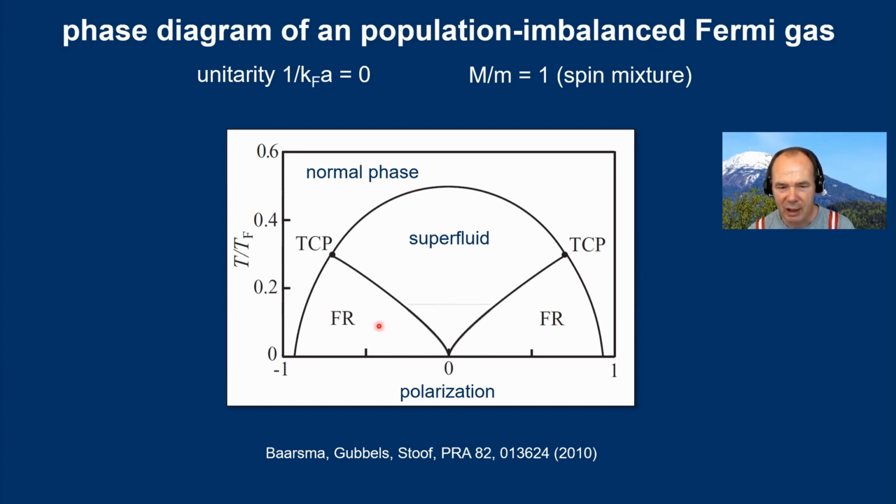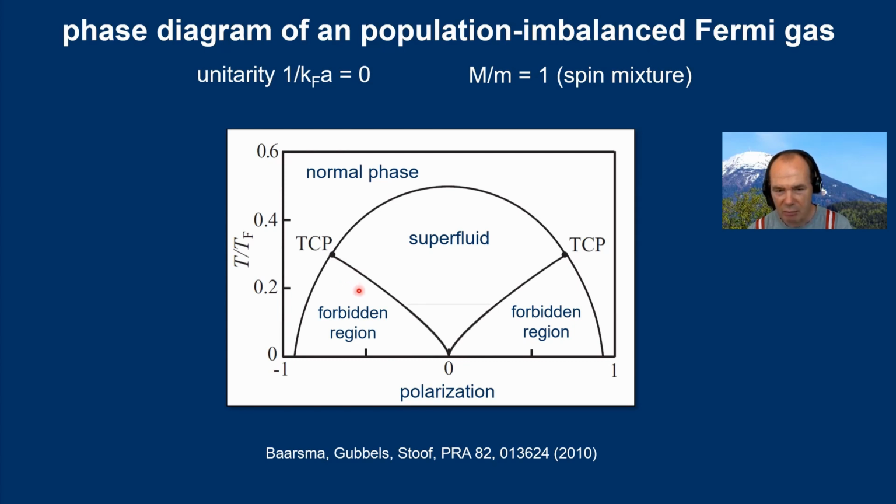What does FR mean? FR means forbidden region. This is a situation which cannot exist, which is unstable. If you create a gas in that regime with a certain polarization and low enough temperature, it will phase separate. The two components will repel each other and it will separate somehow. Actually, it separates into a paired fraction together with an unpaired fraction. This also has been studied experimentally. And TCP is a tricritical point. So this is where three phases can exist: the forbidden region, the superfluid, and the normal phase. But this is quite established, this kind of phase diagram.